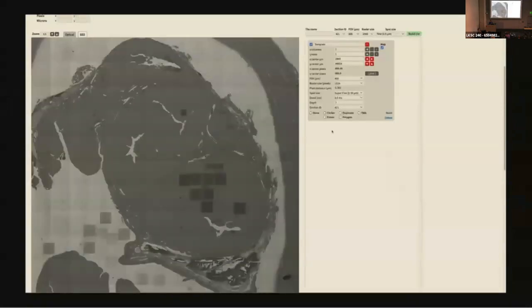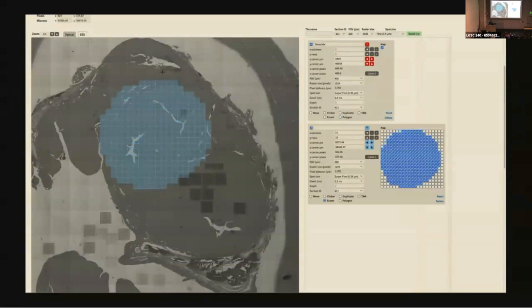And then we also have polygon draw. Yeah, so this is fun.